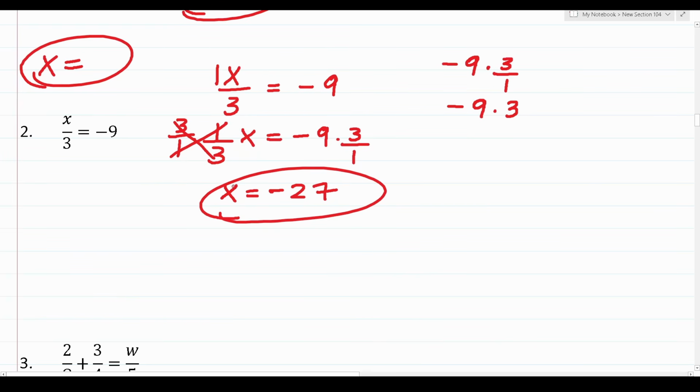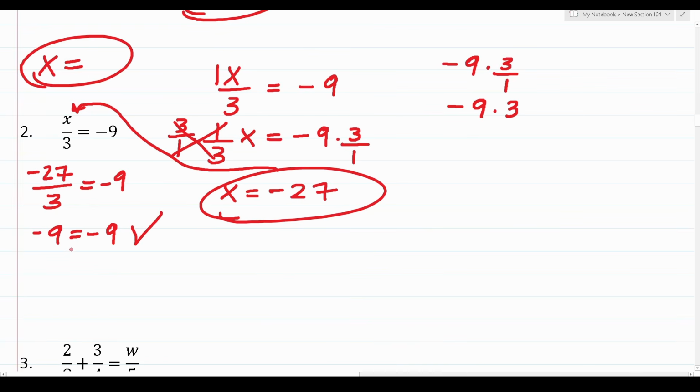And if you plug in negative 27 for x right here, you should see that this makes a true statement. So we have negative 27 over 3 equals negative 9. Negative 27 divided by 3 is negative 9. Does negative 9 equal negative 9? It does. That's a true statement. So we do know that x, in fact, does equal negative 27. All right, so that's that one.